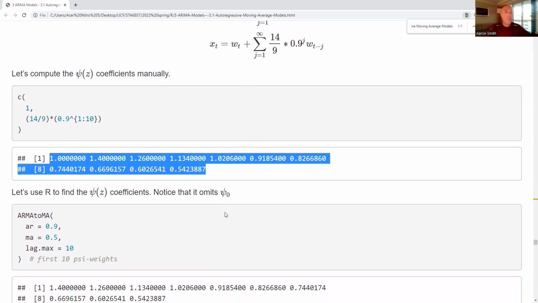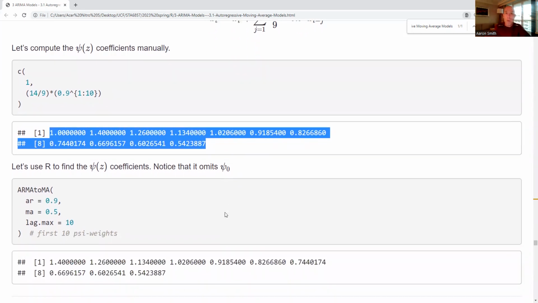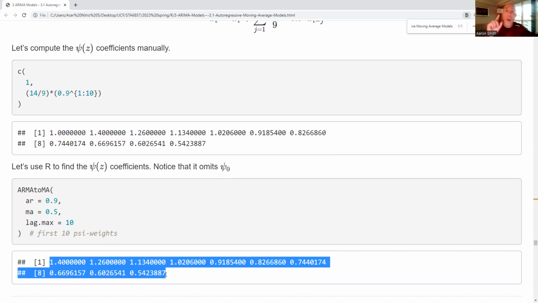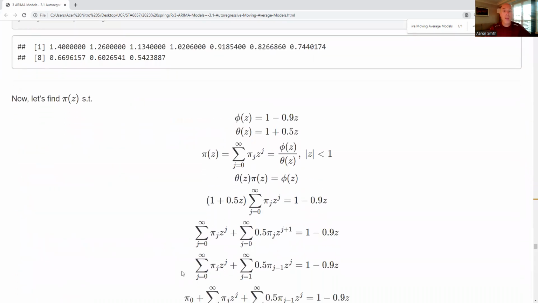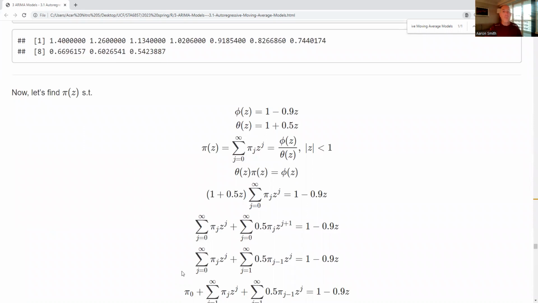Now, in base R, we have a function that will do this computation for us. All we have to do is give the coefficients of the autoregressive portion and the moving average portion, and it'll just work it out for us. We just have to say what's the maximum lag that we want. And you'll notice that we get exactly the same values, except it drops that constant term, that constant of 1. That's important to realize when you're doing your actual interpretation of your model. Now for psi, it's exactly the same trick.